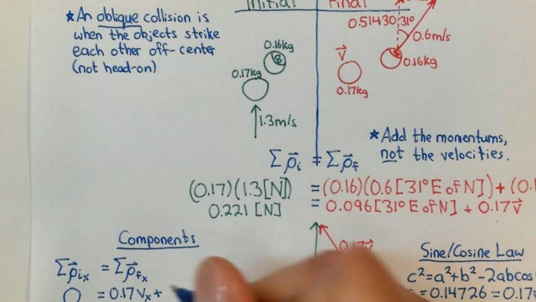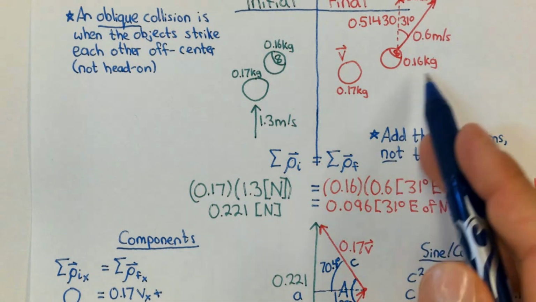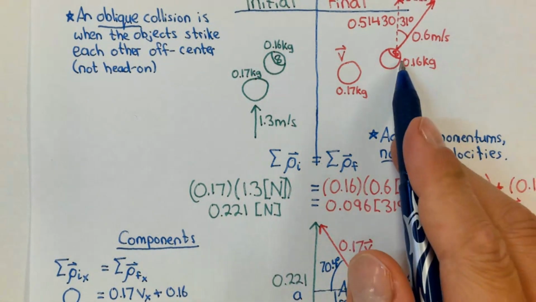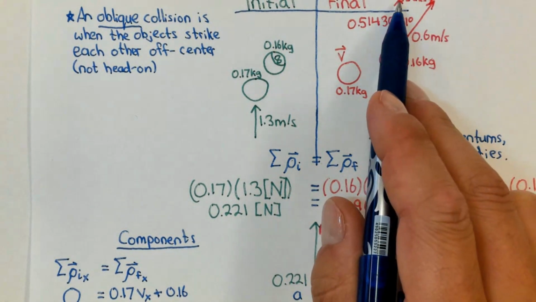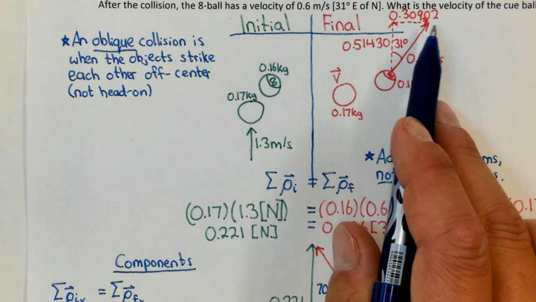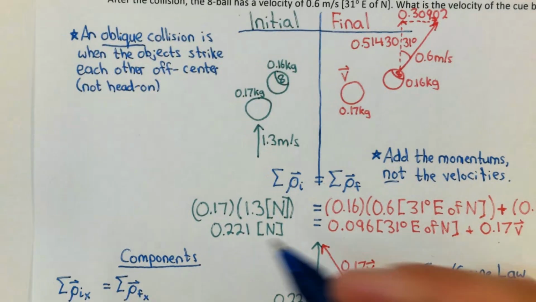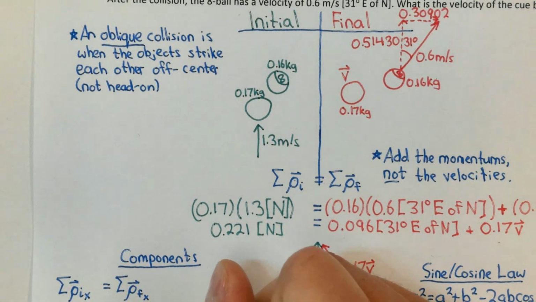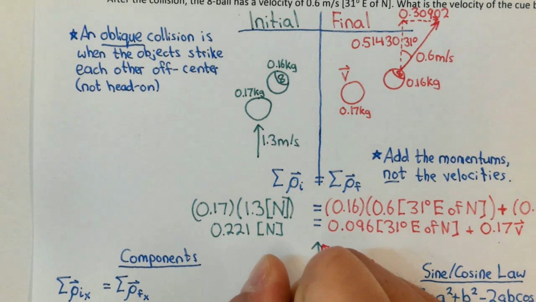And this guy's mass, 0.16 times the x component of its velocity, which is going to be 0.30902. And that is in the positive x direction. So that's positive 0.30902.